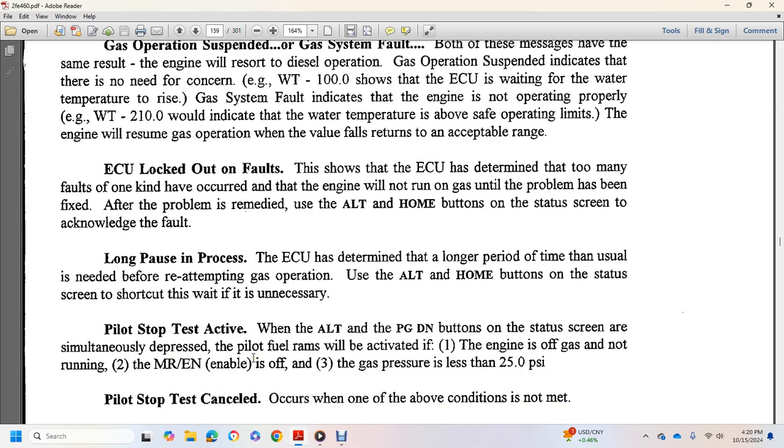Long pause in process. The engine control unit has determined a long period of time is needed before reattempting gas operation. The Alt and Home buttons on the status screen shortcut the wait if it is unnecessary.